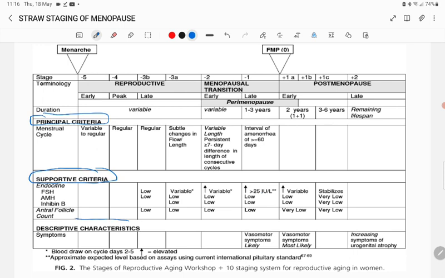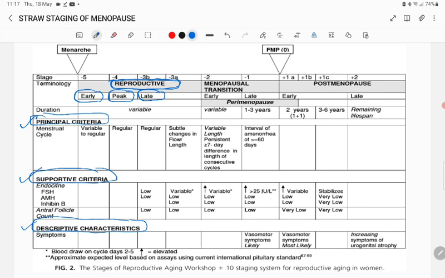and descriptive characteristics. These three principal criteria. Terminology, the staging -5, -4, -3 is included in the reproductive age group. Okay, then this all -5, -4, -3a, 3b, this reproductive age group is again divided into early reproductive age, peak reproductive age, late reproductive age.